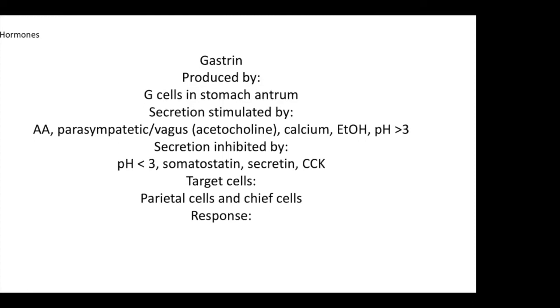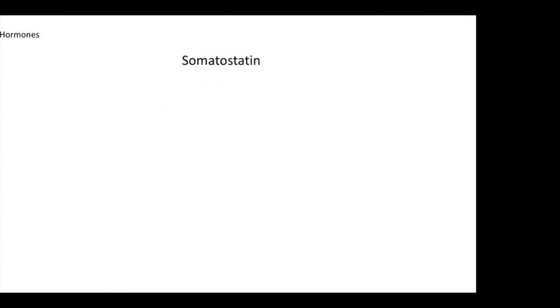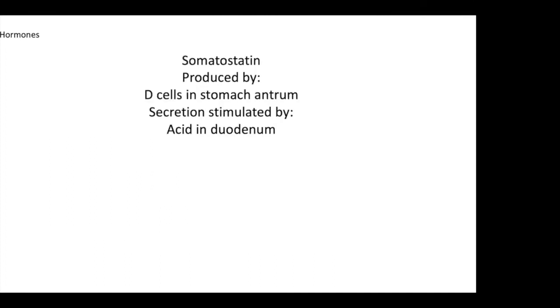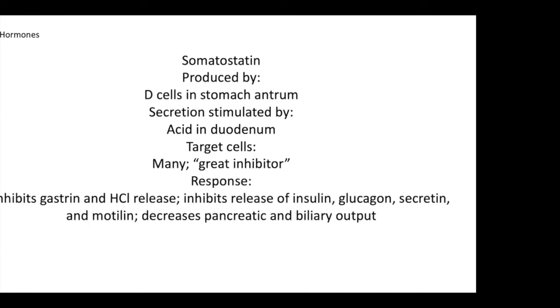Somatostatin is produced by D cells in the antrum, and it's stimulated by acid in the duodenum. It has many targets. It's an inhibitor, so you don't want acid in your duodenum, so it's going to shut things down after that. You get inhibition of your gastrin and hydrochloric acid release, inhibition of insulin, glucagon, secretin, and motilin, and in general, it just decreases your pancreatic and biliary output.